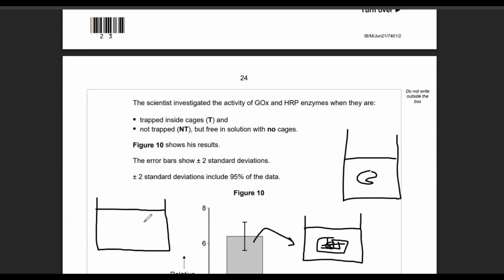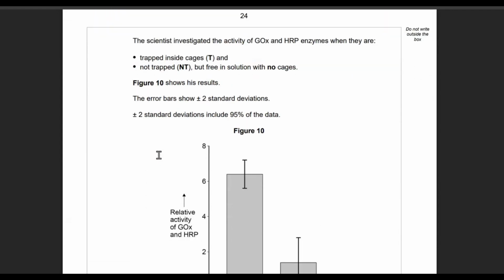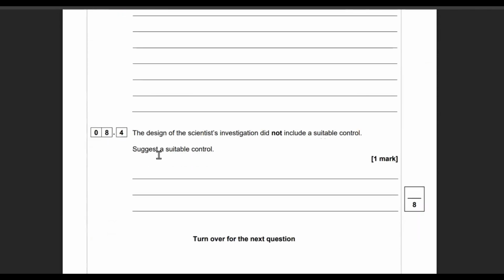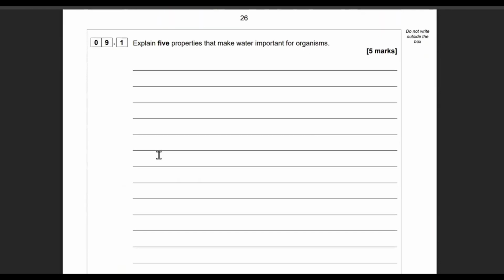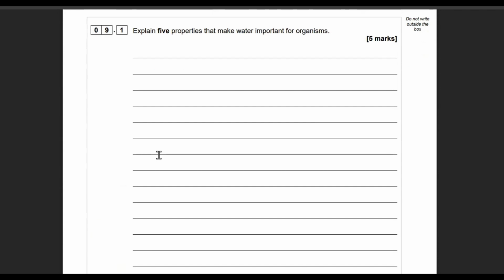So what we should do as a control is just get an empty cage, or a cage with denatured enzymes in it, to prove that it's not the cage that's having an effect on the relative activity. Okay, so there we go. That would be an empty cage or a cage with water in it, so you can check whether it's the solution, or a cage with denatured enzymes in it.